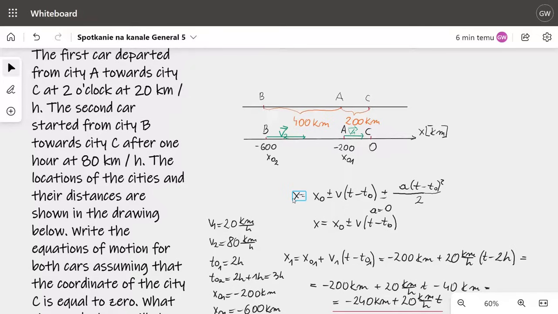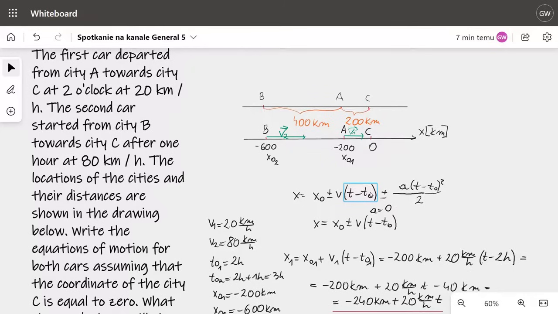Here we have general form of equation of motion. T minus t0 is just time of motion. T is what clock shows in this moment, and t0 is initial time at the clock. If both cars began to move at the same time, and at the beginning the clock showed 0, we could replace t minus t0 by t. But not in this case, because cars began to move not at the same time.